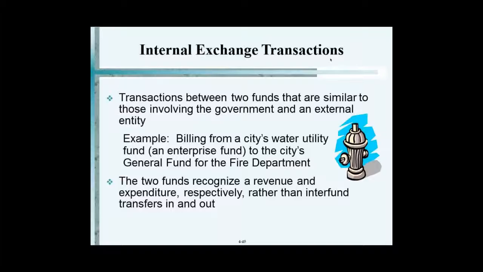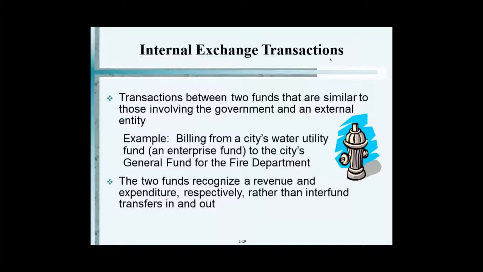An internal exchange transaction, for instance: our government operates a water utility. The city hall has to get water from somewhere, so it buys it from its own utility. The utility supplies the water and sends a bill to city hall. The city hall doesn't say, hey, you are a utility of the government, I'm not going to pay you. No, they recognize that as an expenditure, and the utility recognizes that as a revenue. And this is an internal exchange transaction between one arm of the government with another. Okay?